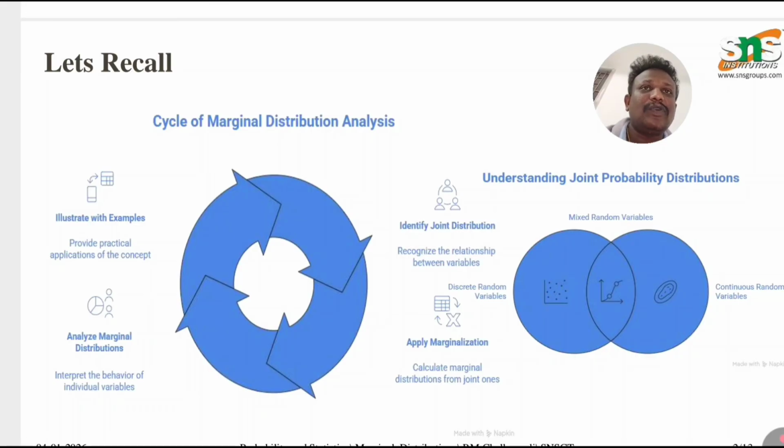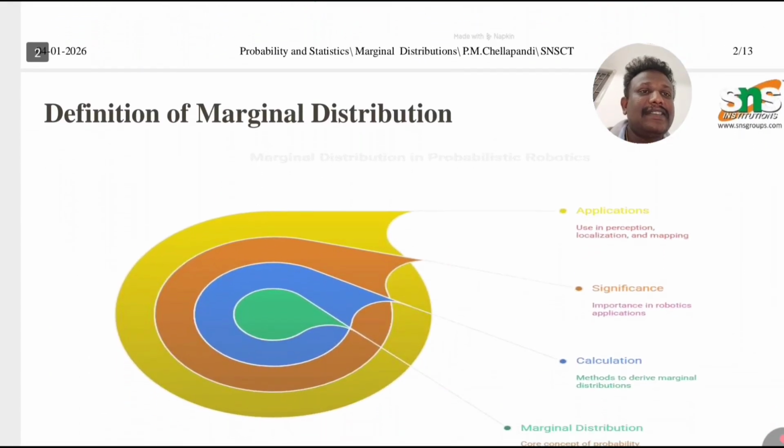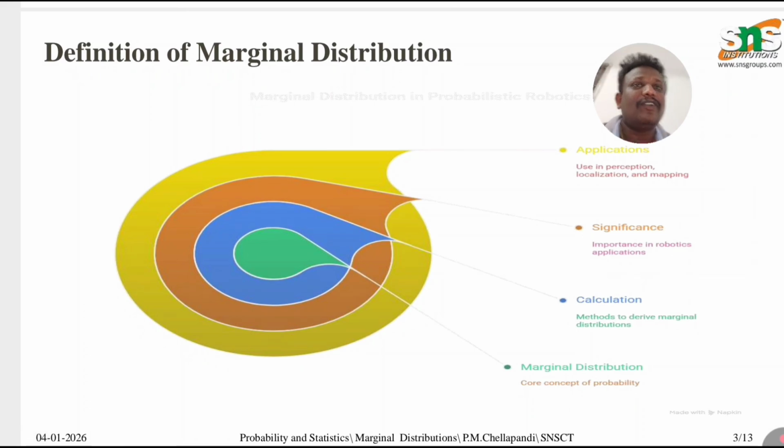Before we jump into the concept, let's recall some basic things. We already learned about what is joint distributions, which means probability of two variables together, right? So now a question arises, what if we want to study only one variable from that? So that leads us to the marginal distribution, right? Let us understand the definition first. The marginal distribution gives the probability distribution of one variable alone, ignoring the other variable. In simple words, it focuses on individual behavior of a variable, right?